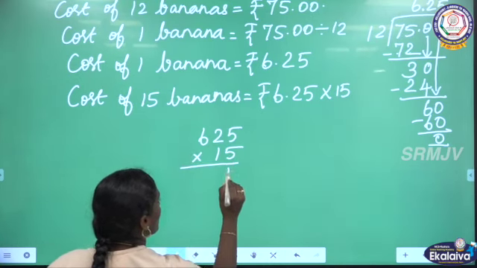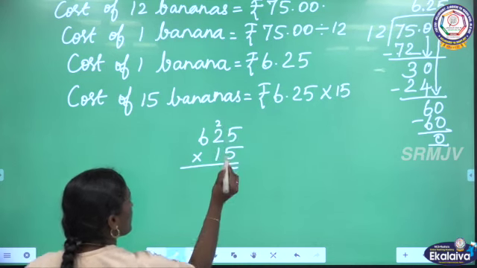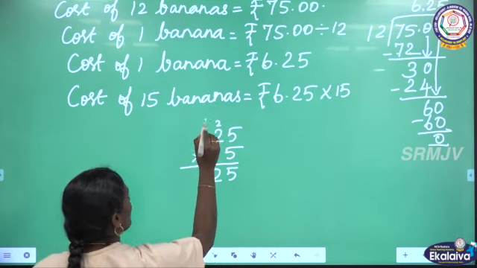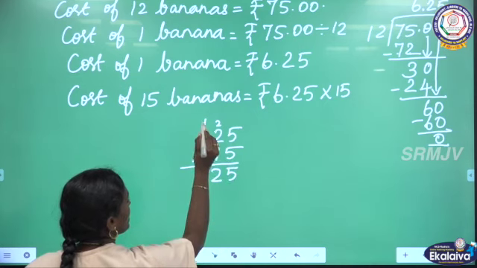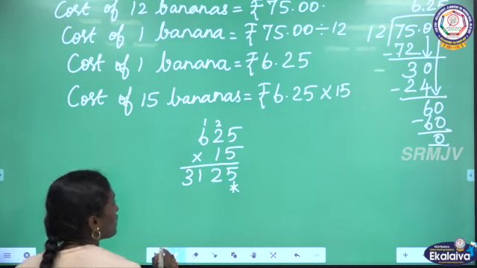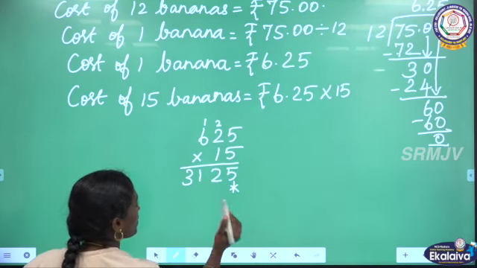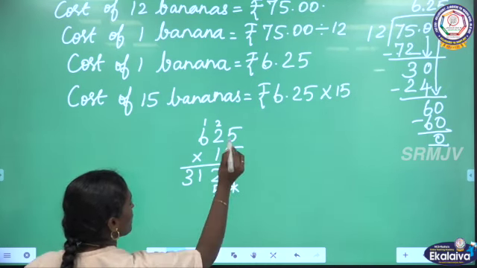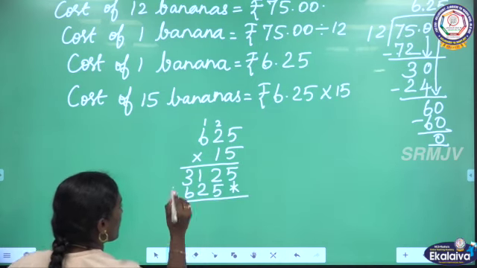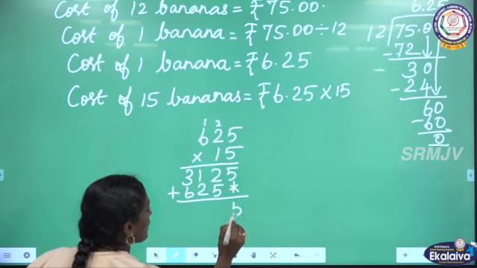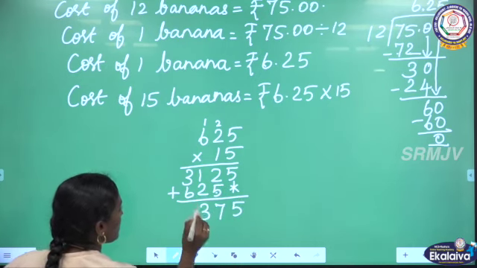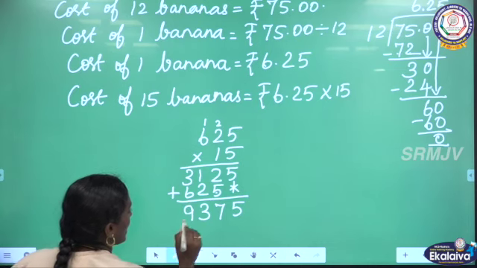5 5s are 25. 5 here, 2 carry over. 5 2s are 10. 10 plus 2, 12. 2 here, 1 carry over. 5 6s are 30. 30 plus 1, 31. Now we have to leave the ones place. While multiplying a number by 1, we will get the same number. 5, 1 into 2, 2, 1 into 6, 6. Now we have to add the numbers. Here 5, 5 plus 2, 7, 1 plus 2, 3, 3 plus 6, 9.